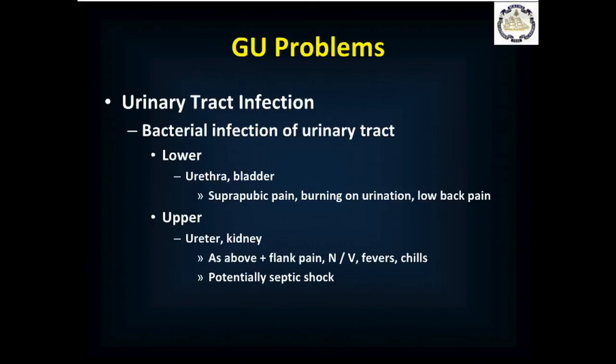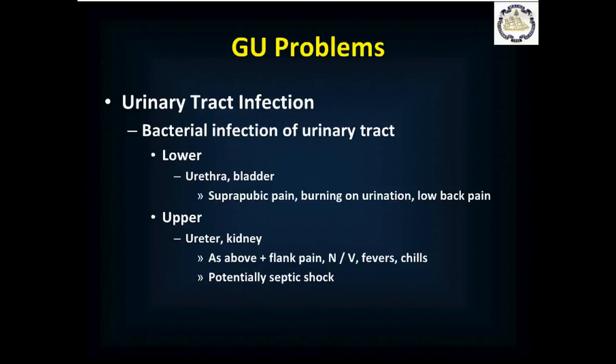So in a lower tract infection, you've got pain just above the bottom of the pelvis there, where you can feel the bony pelvis. You go right above that. Pain in there, often tenderness. It burns when you pee. You may feel like you have to pee a lot, and when you do, only small amounts come out, and low back pain. Upper tract infections are as above, but also pain higher.